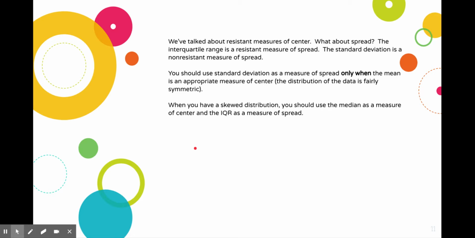When you have a skewed distribution, you should use the median as a measure of the center and the IQR as a measure of the spread.